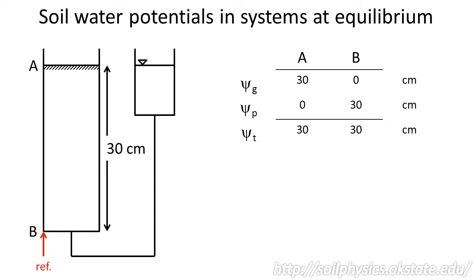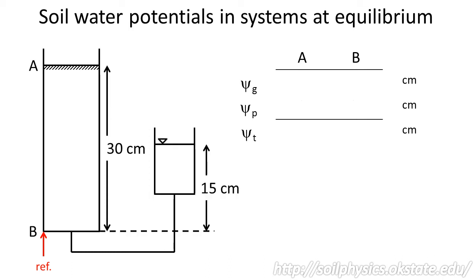What if we change things up a little bit? Now we've moved the free water surface. In this case, the free water surface is only 15 centimeters above the bottom of the soil column. Our reference elevation is still in the same place. Let's see what our table would look like now.